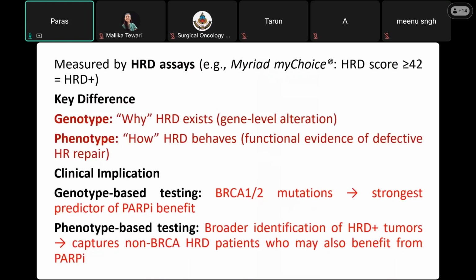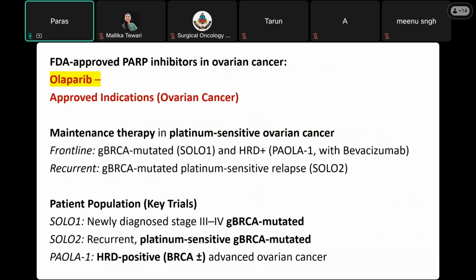Clinical implication is that genotype-based testing, BRCA1 and BRCA2 mutations, are the strongest predictor of PARP inhibitor benefit, and phenotype-based testing allows broader identification of HRD positive tumors, capturing non-BRCA HRD patients who may also benefit from PARP inhibitors. Now we'll be discussing the PARP inhibitor drugs available. First is olaparib.